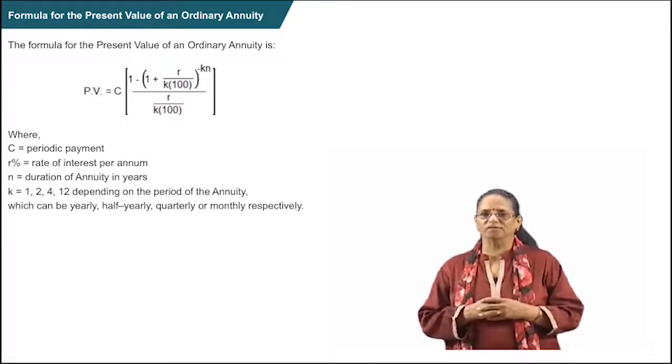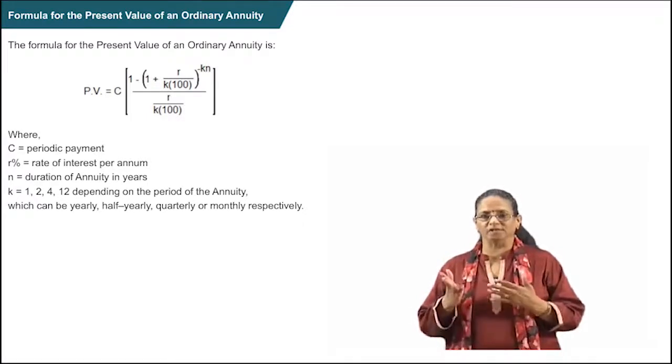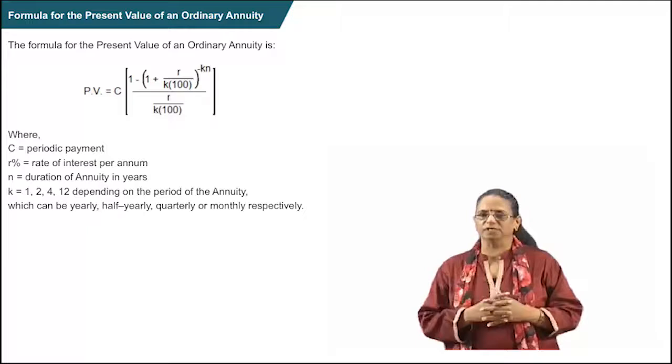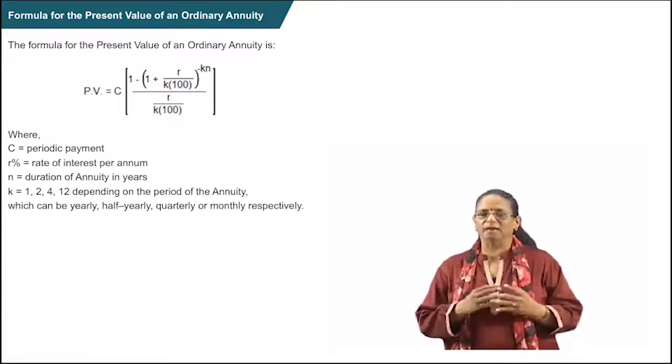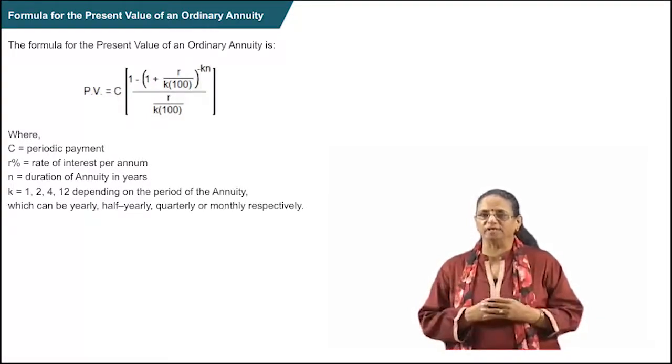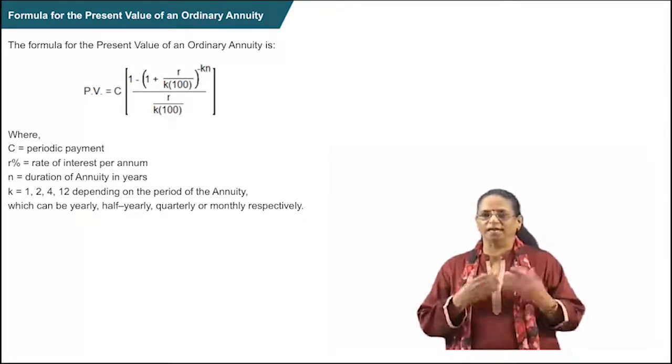What does C stand for? It is a periodic payment. R% is the rate of interest per annum. N is the duration of annuity in years. It is always given in terms of years. And what is K? K could be 1, 2, 4 or 12 depending upon the period of the annuity, which can be yearly, half yearly, quarterly and monthly.